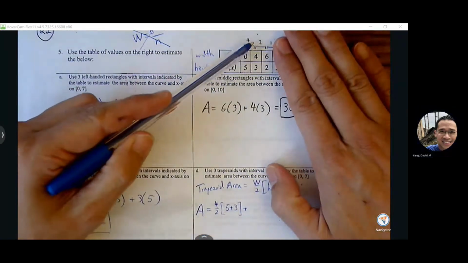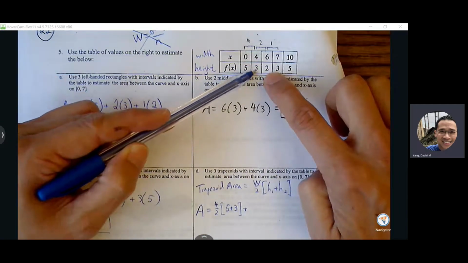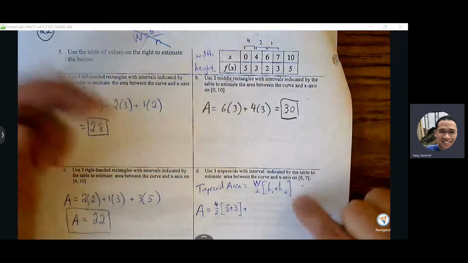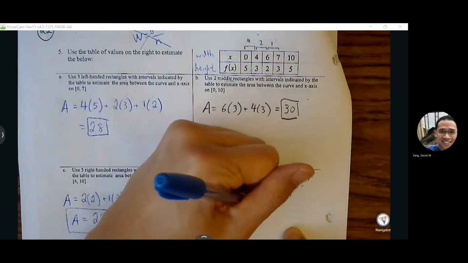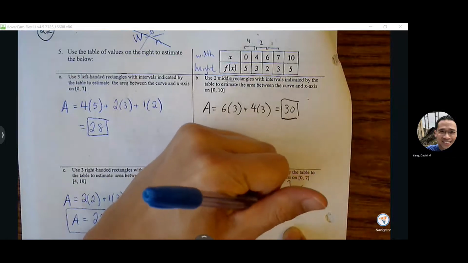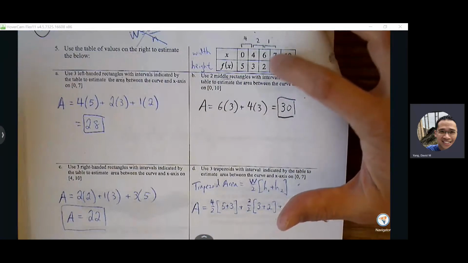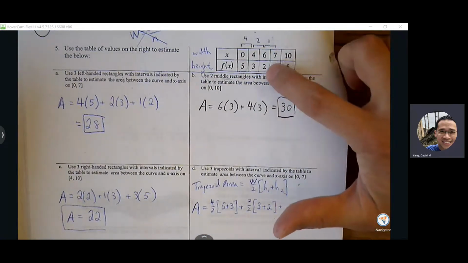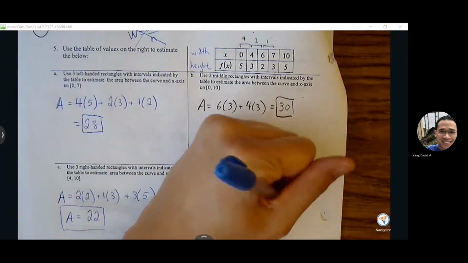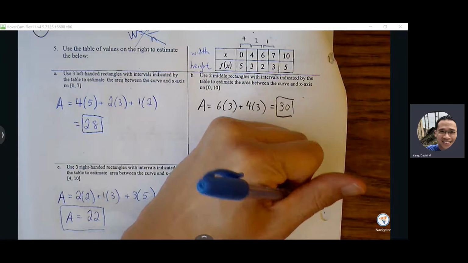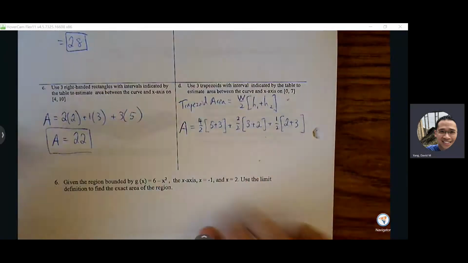Second subinterval, width is 2, and the heights will be 3 and 2. Height 1 and height 2 will be 3 and 2. Third subinterval, width is 1, heights are 2 and 3. Let's go through and clean this up.